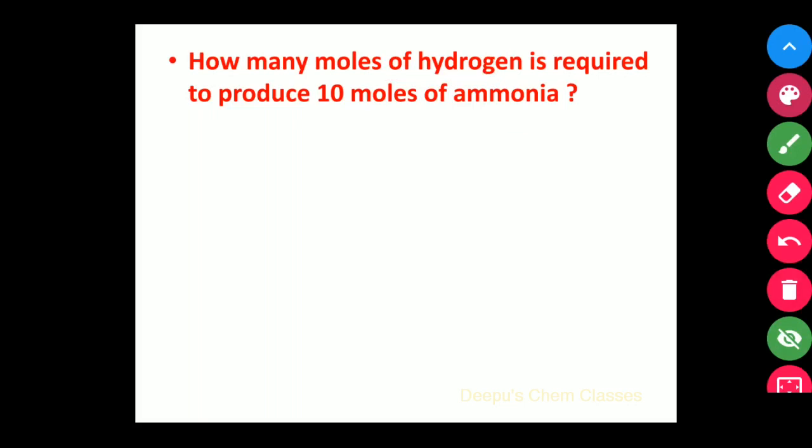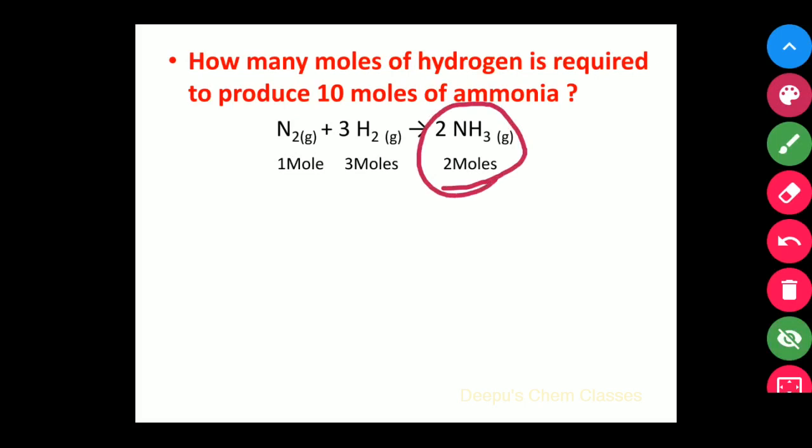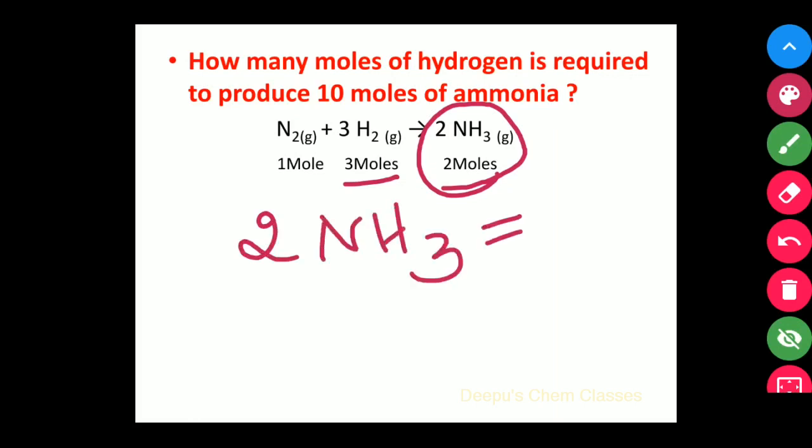Remember one thing, ammonia is prepared from nitrogen and hydrogen. 1 mole of nitrogen plus 3 moles of hydrogen gives 2 moles of ammonia. This is the equation, so remember this. To produce 2 moles of ammonia, we need 3 moles of hydrogen, isn't it? So like a word problem, we are going to solve this problem.